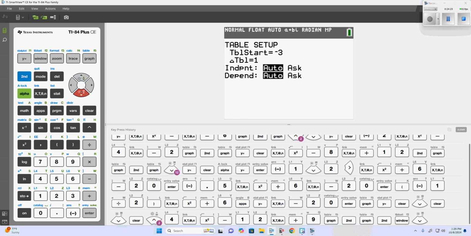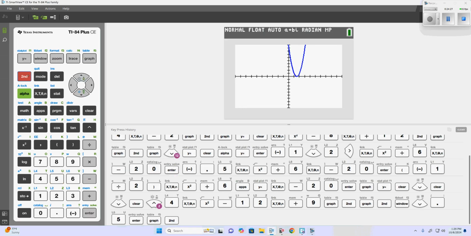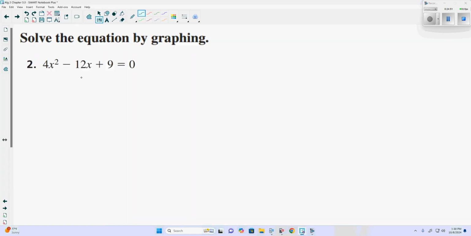What's interesting is, if I do this here, graph, second graph, and we're able to mess with the table and know what to split it up into, well, 1.5 does give us a value of 0, yes? Well, the only other way to do this is to factor, and luckily this does factor.